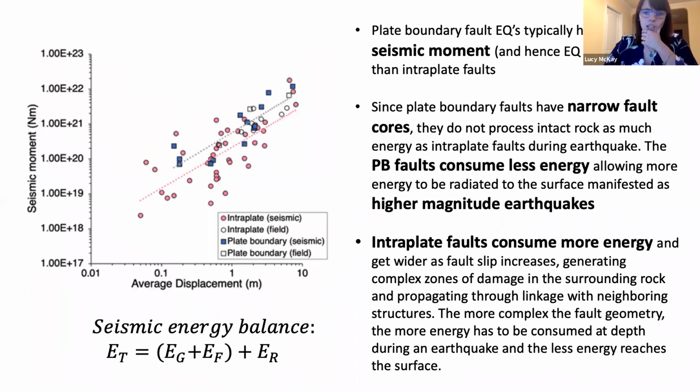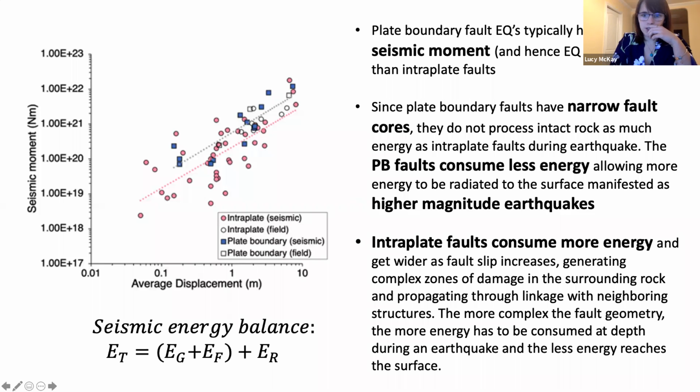For the purpose of time, I won't go into much detail about how I made the figure. But basically, I compiled and compared the data between seismic moment, which is essentially a measure of the earthquake magnitude, and average displacement for both plate boundary and intraplate fault events. The data shows that for a given value of average displacement, so if you just go up the fault, you can see that plate boundary faults typically have a greater seismic moment and hence a larger earthquake magnitude than intraplate events.